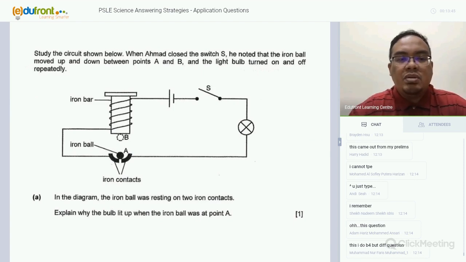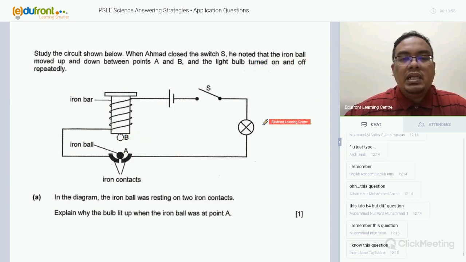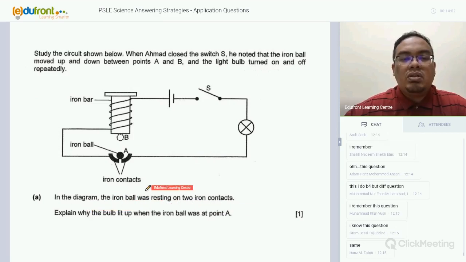Study the circuit shown below. When Ahmad closed the switch S, he noted that the iron ball moved up and down between points A and B, and the light bulb turned on and off repeatedly. In this diagram, the iron ball was resting on 2 iron contacts. Explain why the bulb lights up when the iron ball was at point A.